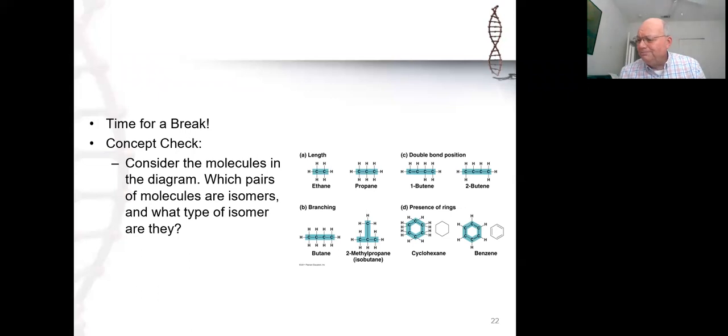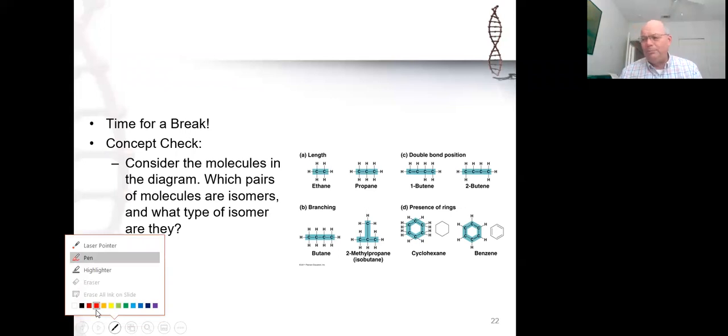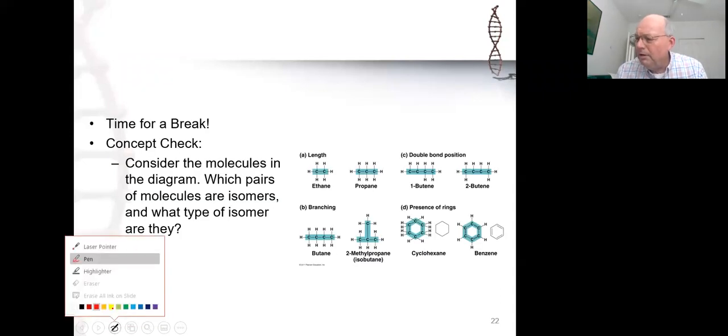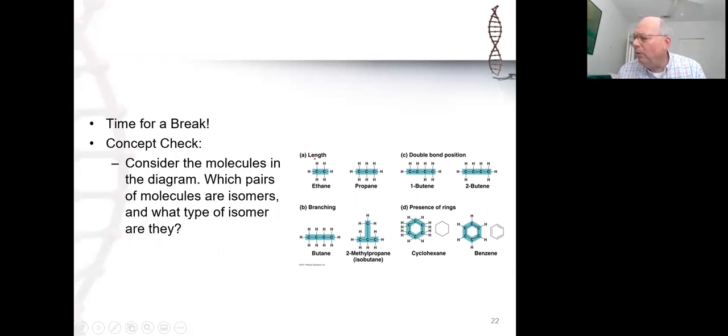Okay, so let's take a look. We can immediately rule out 2 sets of molecules. The ethane-propane pair. I need to select the pen again. So we can rule out the ethane-propane pair. Why? Because remember our definition of isomers says same chemical formula but different structures. These don't have the same chemical formula. This has got 2 carbons, this has got 3 carbons. So this would be C2H6, this is C3H8. Very different chemical formulas, so they can't be isomers.